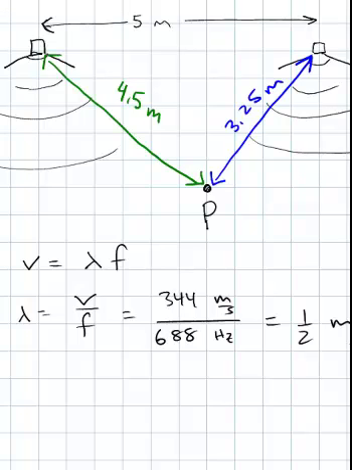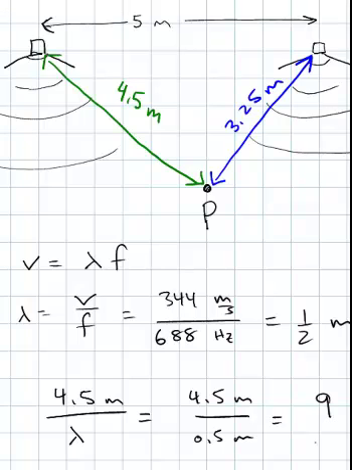So we want to know the distance, 4.5 meters. Is that some multiple of the wavelength? So how many wavelengths go into 4.5 meters? So what I'm going to do is divide 4.5 meters by my wavelength. And that's 4.5 meters over half a meter, which gives me 9. So that's an integer. It goes in an even number of times. So if the wave starts out at its crest, it's going to be at its crest again at point P.